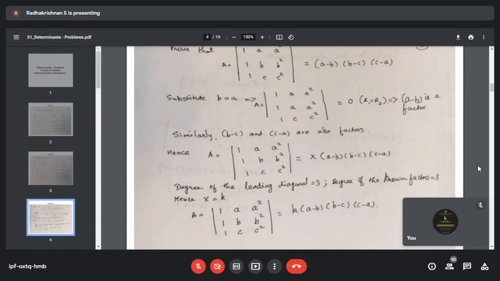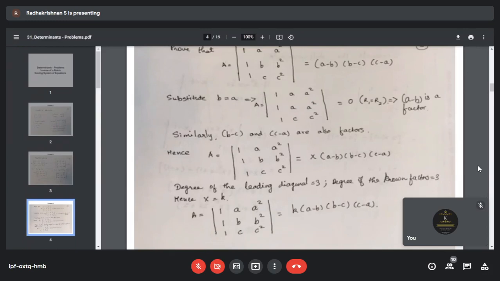So the other factor cannot contain A, B and so on. If it did, the degree would go beyond 3. So it has to be a constant. Therefore we can conclude that it is equal to K into A minus B into B minus C into C minus A. So next you have to determine the value of K. So how will you do that?